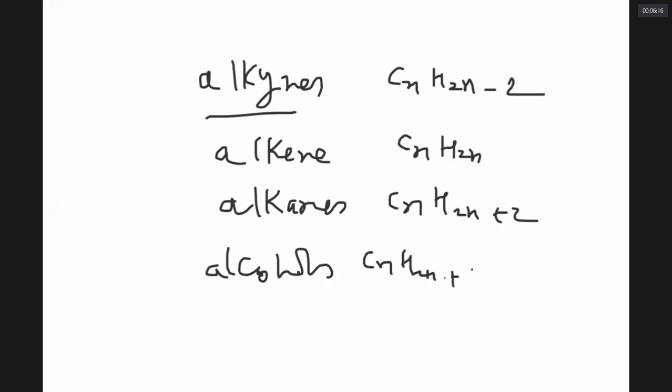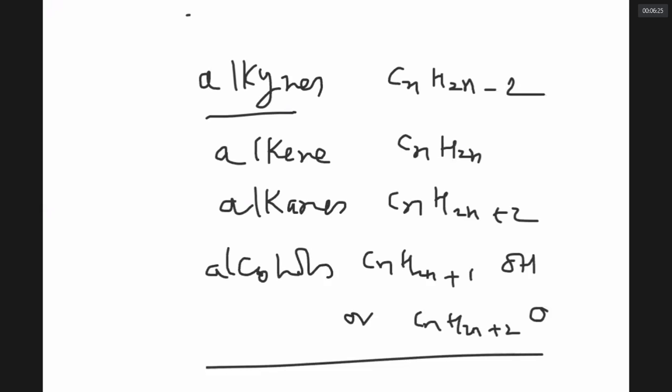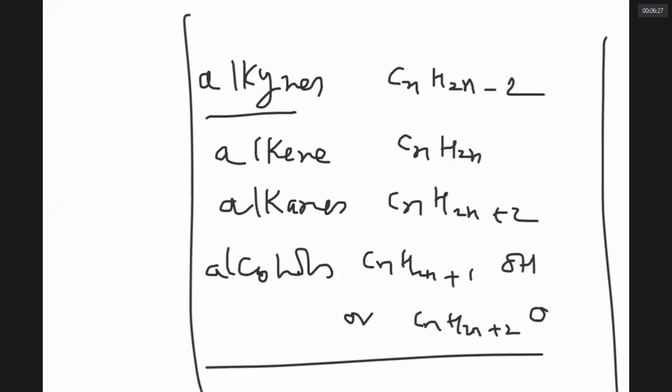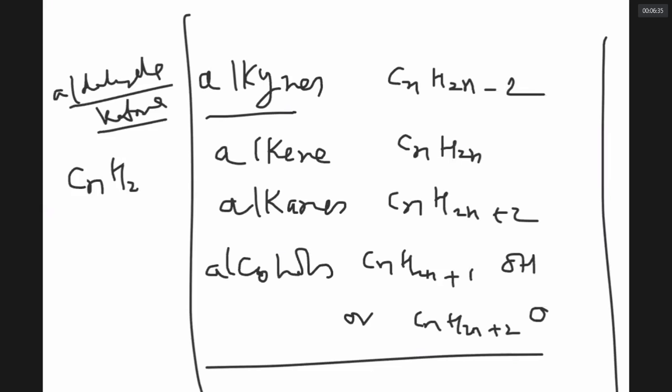What is the general formula of alkanols or alcohols? CnH2n plus 1 OH, or CnH2n plus 2 O. Like that, there can be questions related to general formula. Aldehydes or ketones have the same general formula, CnH2nO. These compounds, like alcohols, like ketones, they all can show functional isomerism.